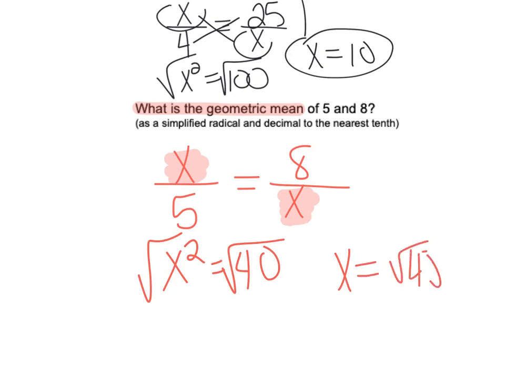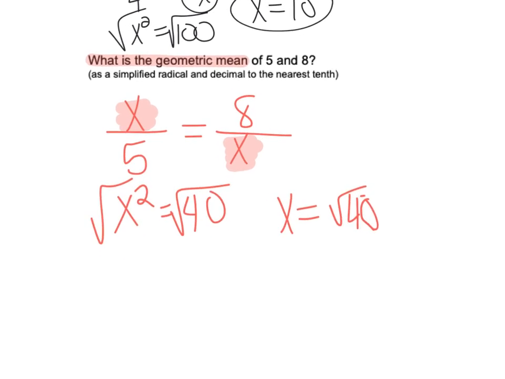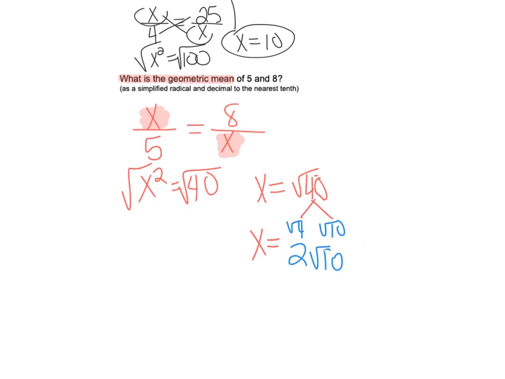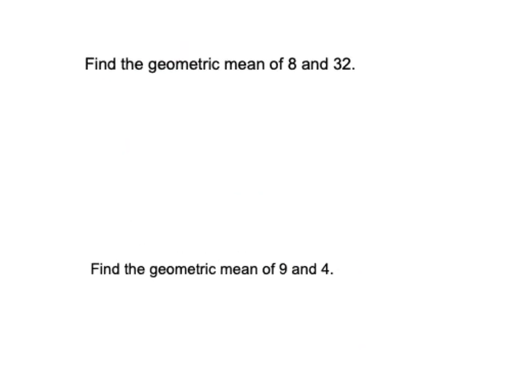Now keep in mind, when we do this, we have to simplify our radical, which we practiced. We could break that up into the square root of 4 times the square root of 10, which is 2 times the square root of 10. Oops, I put the wrong number there. That should have been 2 times the square root of 10. Okay. So just some extra practice ones here.